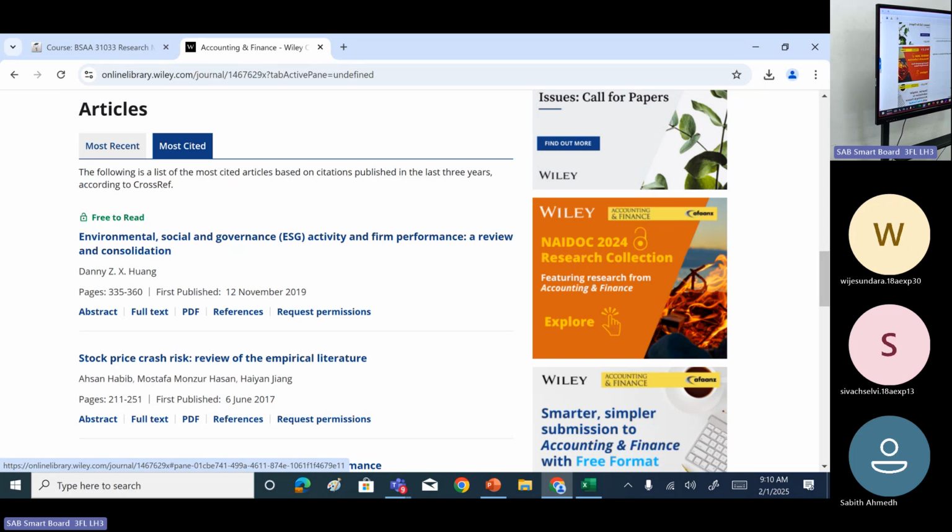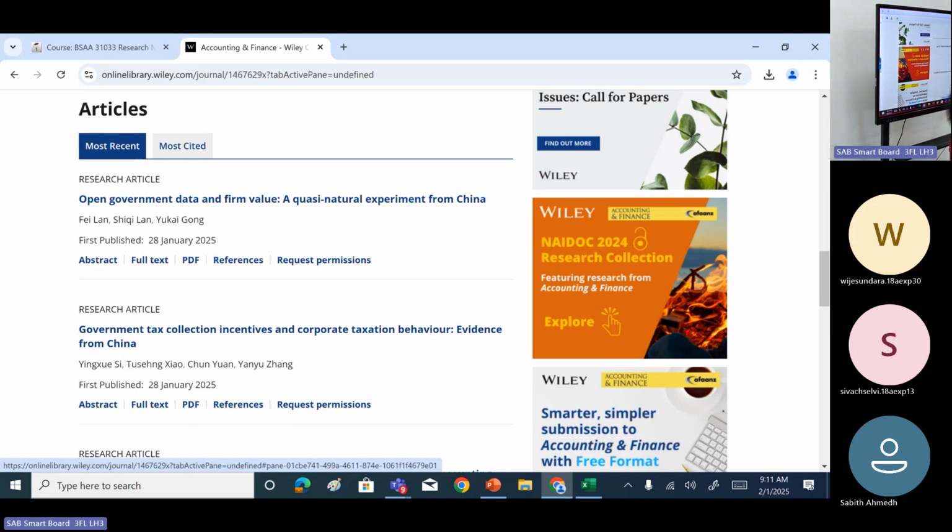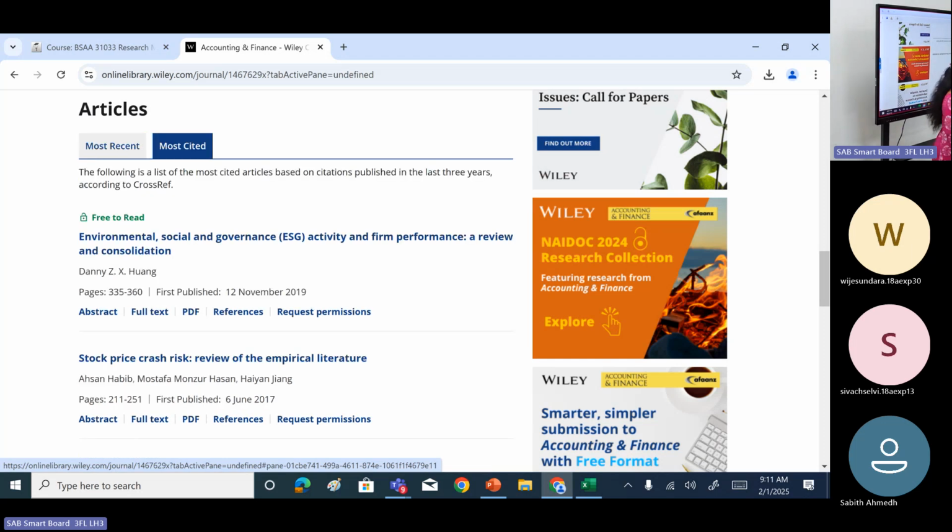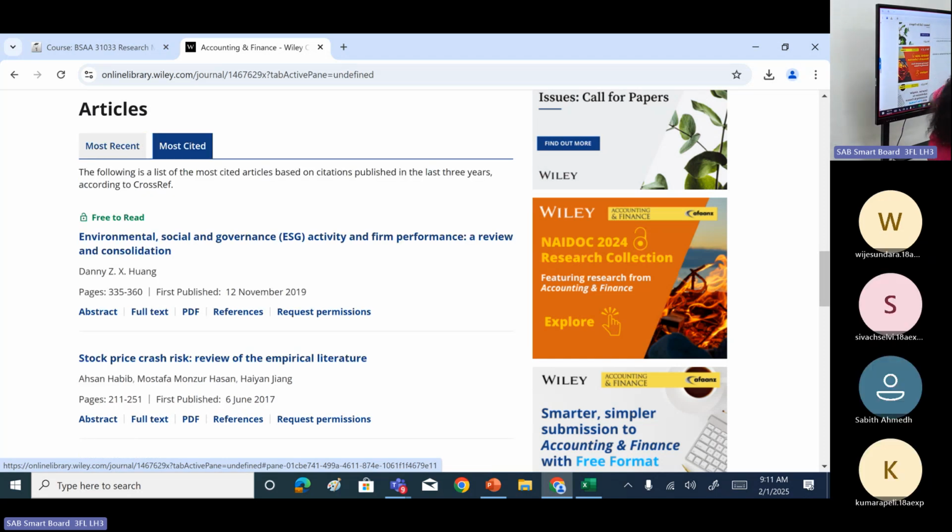Otherwise, others can't refer to it. Is it a good one? No. Therefore, being more cited is a very good indication for a research paper. So there are two types. See here, the most recent papers, recently published papers, and the most cited papers. You can refer to those also.